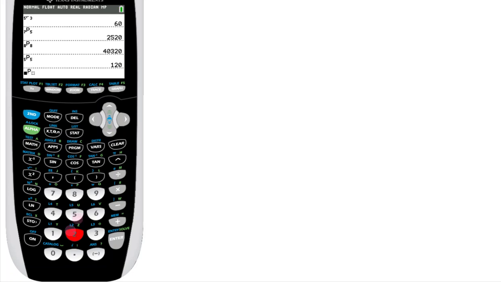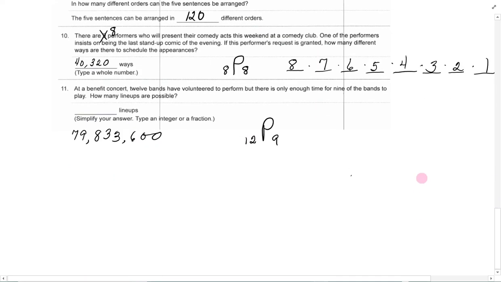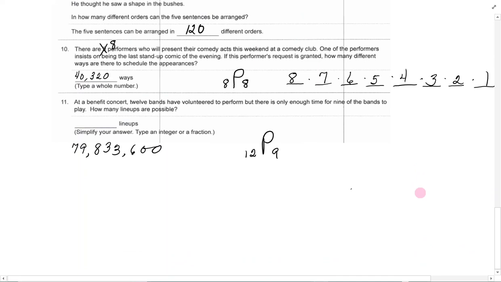We have got 12, but we're only taking 9. Wow. There are 79,833,600. And I'm not even going to write that number down, but it is a very large number that you would write in here. I guess I could. It's 79,833,600. Now these were all permutations because order mattered.